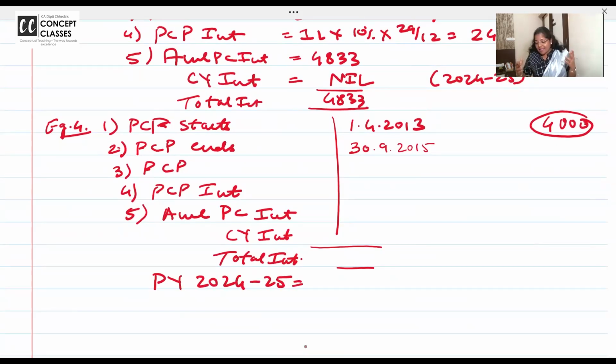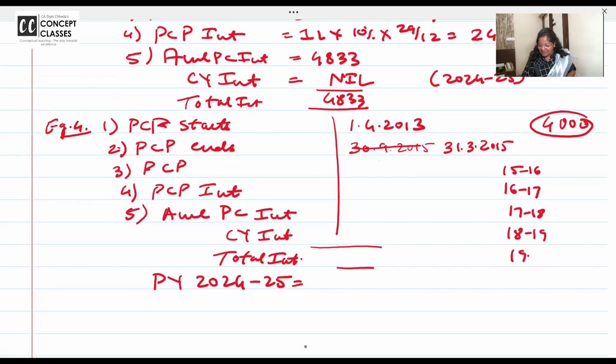And your client is saying, sir, I have taken a loan in 13 and I repaid the loan in 15. What was the pre-construction period closing? 31st March 2015. It will be allowed for 5 years from 15 and 16, 16 and 17, 17 and 18, 18 and 19, 19 and 20.